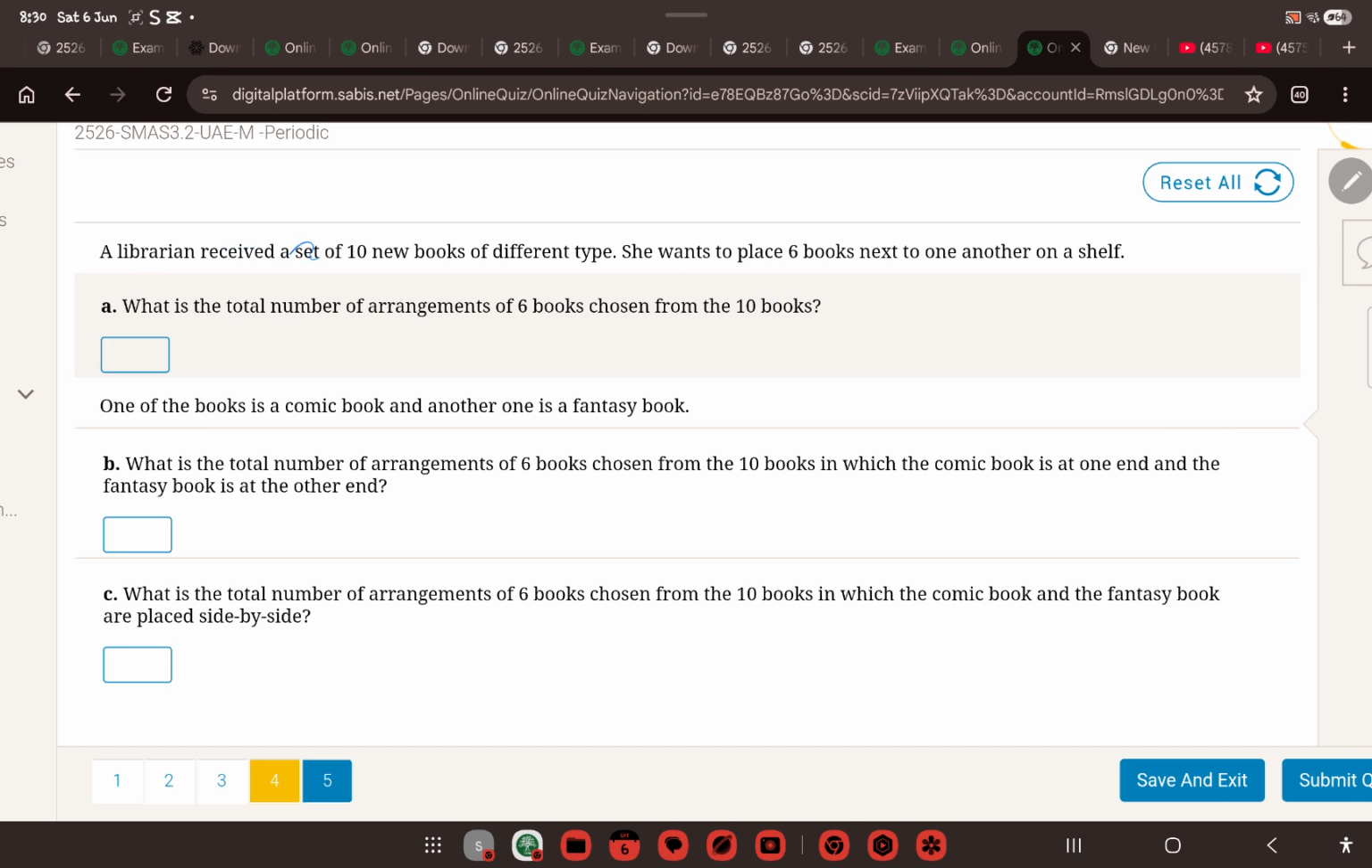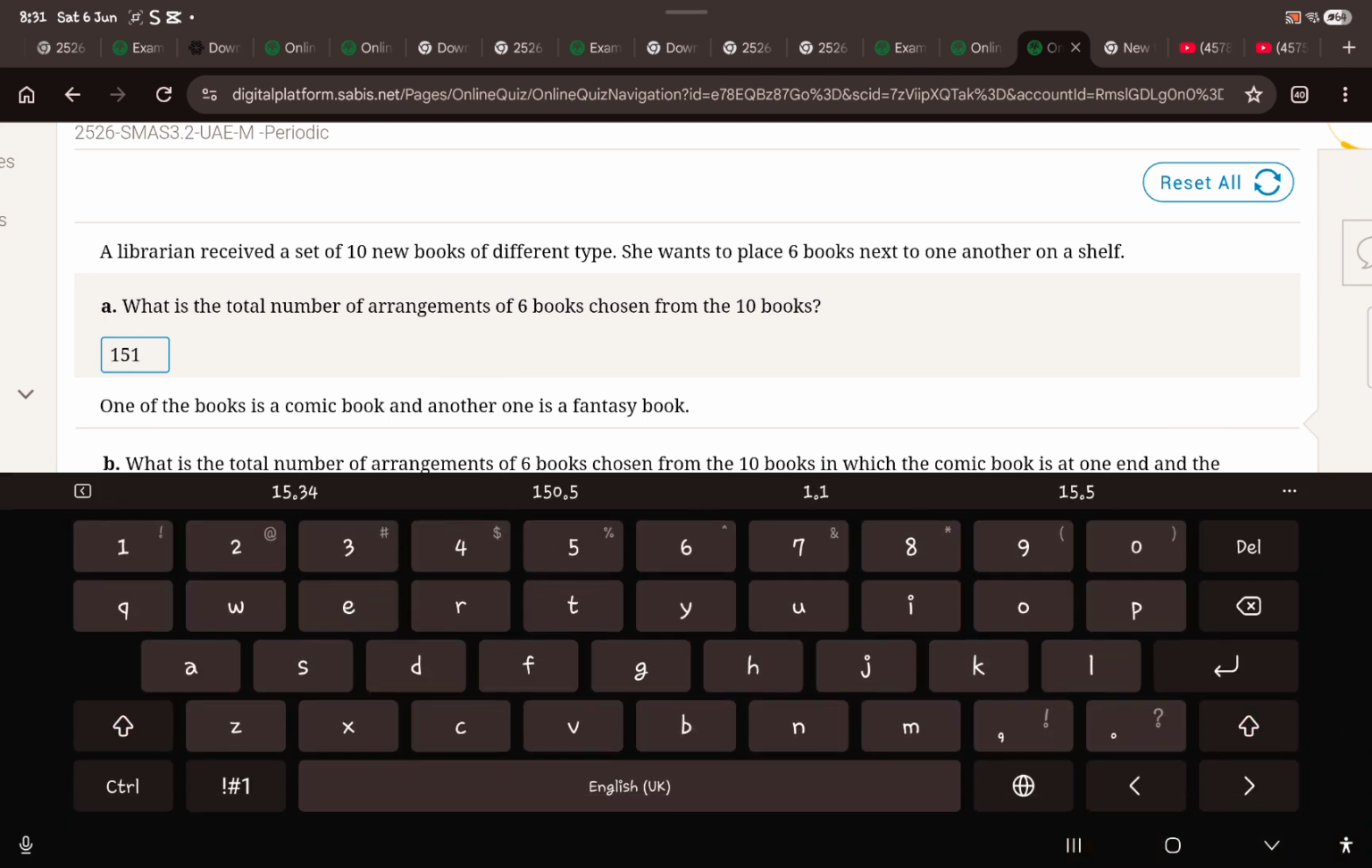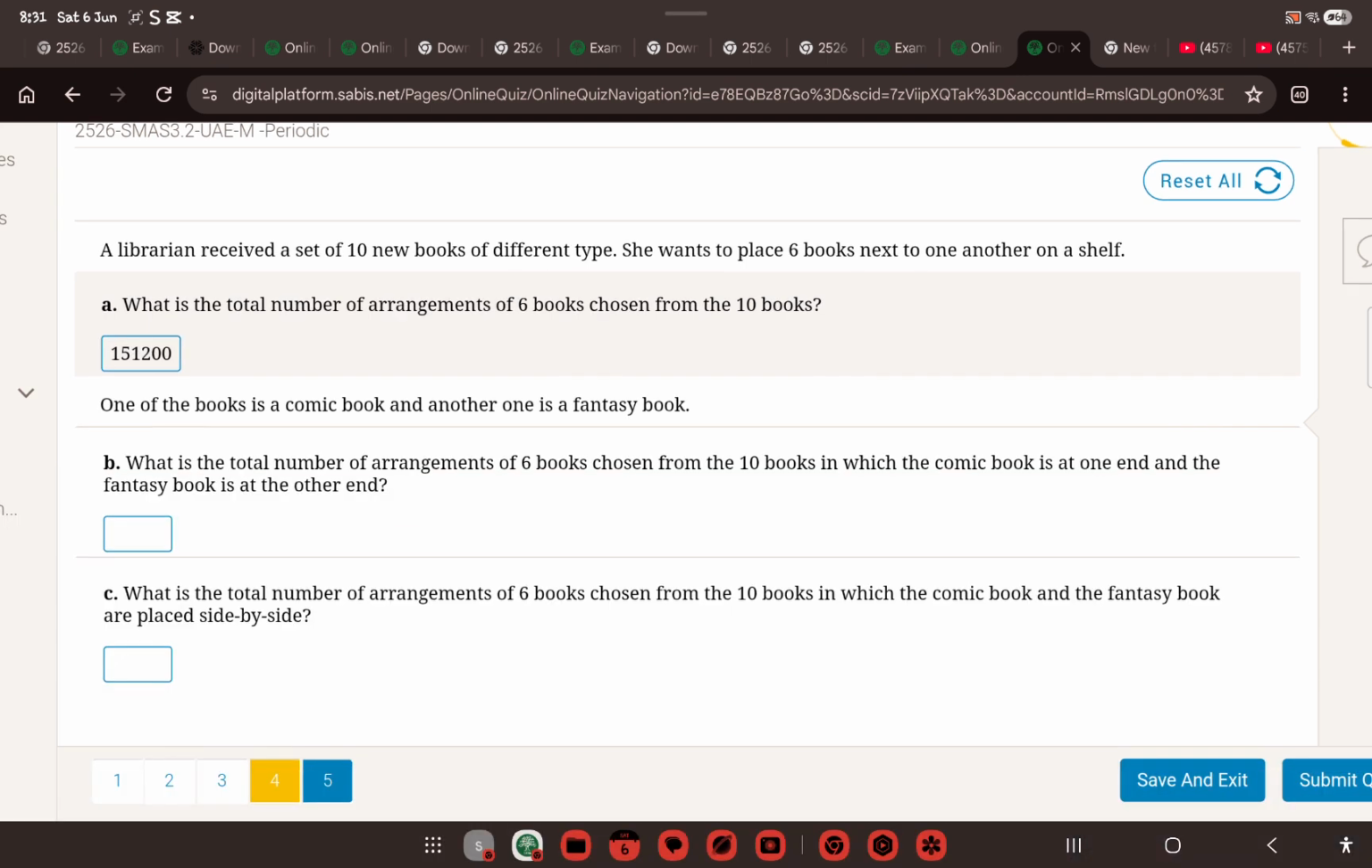A librarian received a set of 10 new books of different types. She wants to place 6 books next to one another on a shelf. What is the total number of arrangements of 6 books chosen from the 10 books? We do 10 permutation 6. You should get 151,200.